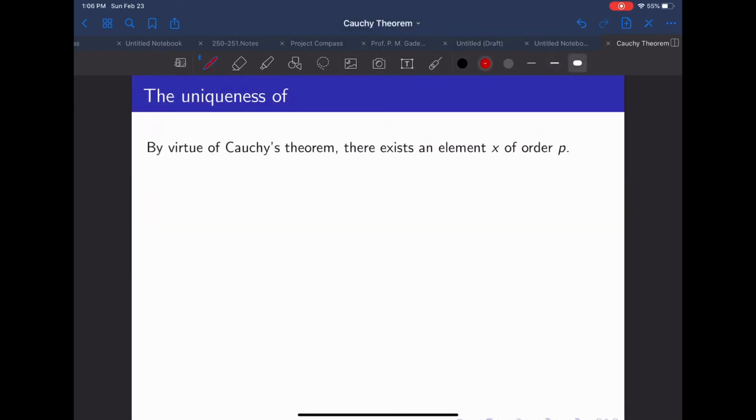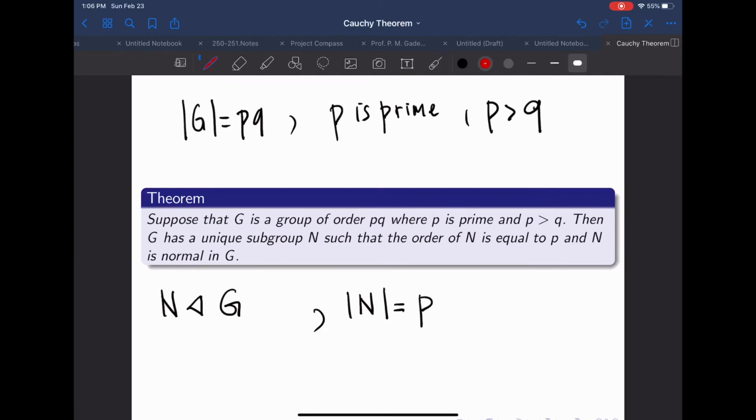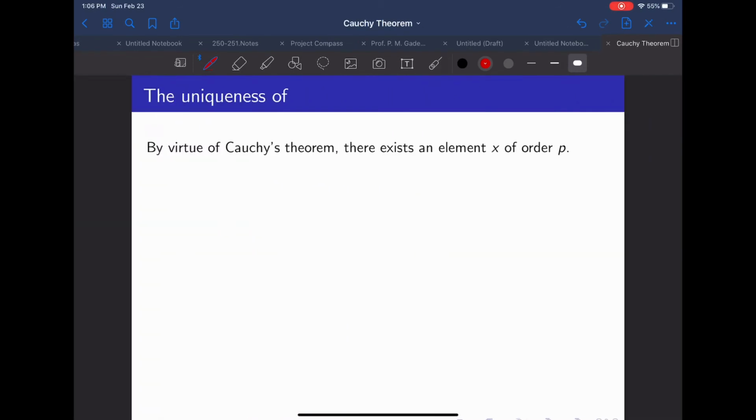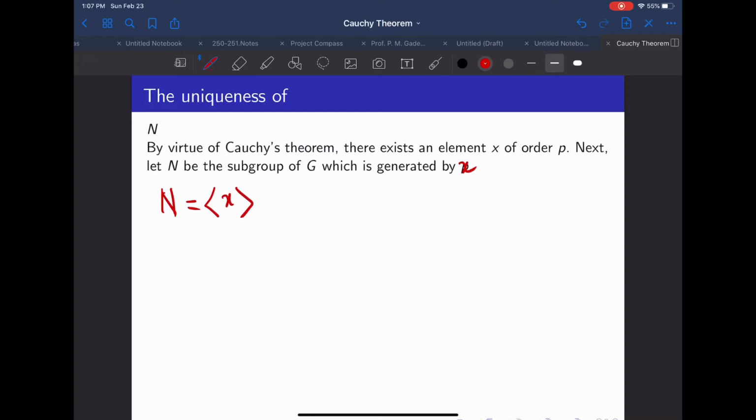All right, so by virtue of Cauchy's theorem, since we assume that p divides the order of G and p is prime, there must exist some element x in G such that the order of x is actually equal to p. That's Cauchy's theorem. Next, let N be the subgroup of G which is generated by x. Then we first aim to show that N is unique.